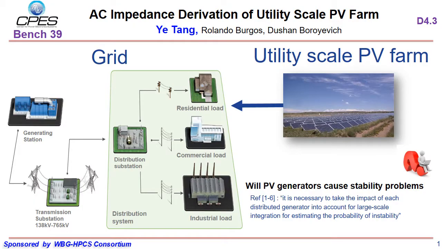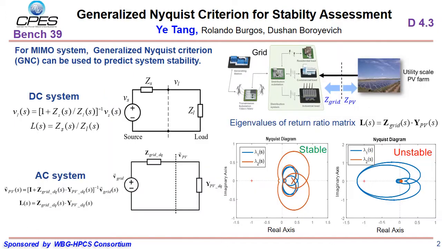Today I want to talk about the AC impedance derivation of utility-scale PV farm. Today we are seeing a higher and higher penetration of PV in the distributed system. There is concern that these PV generators will cause stability problem.